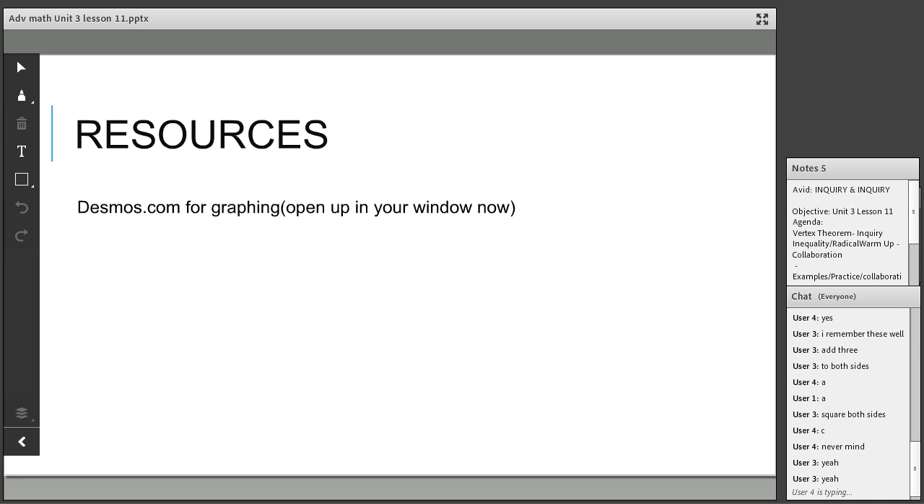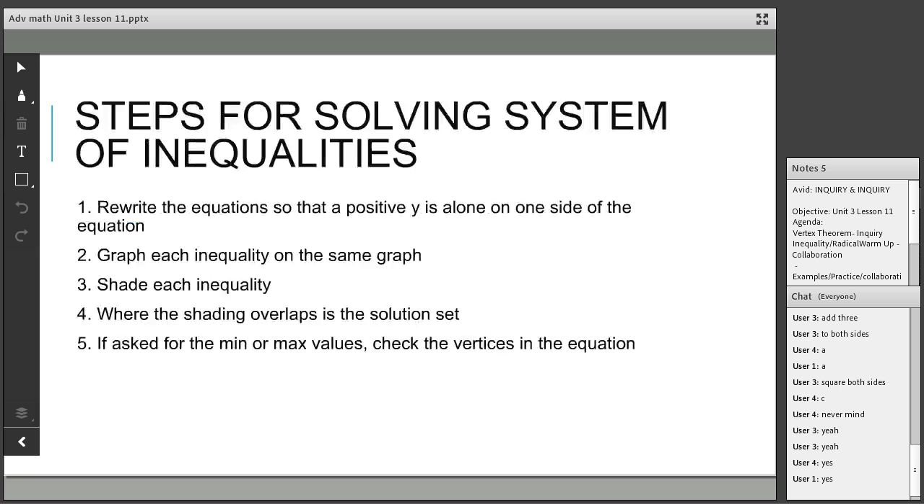Everybody have the window up or another window up? Yep. Okay. How about you, Bentley? Were you able to get Desmos.com? It's an online graphing calculator. Just open up another window. Okay. All right.